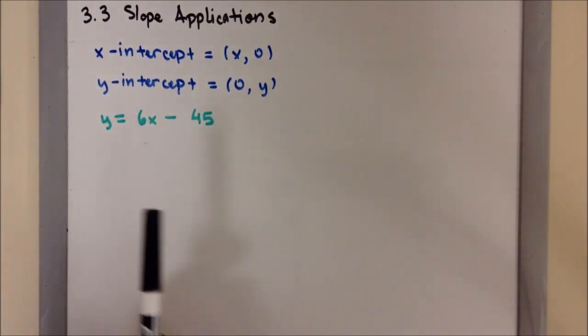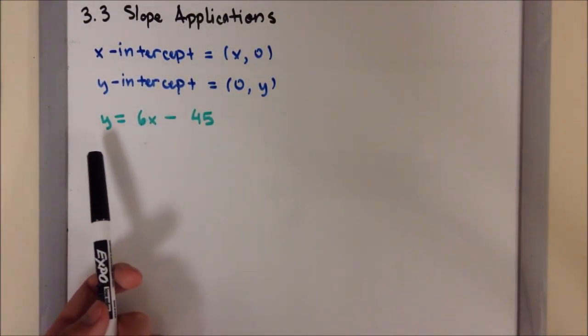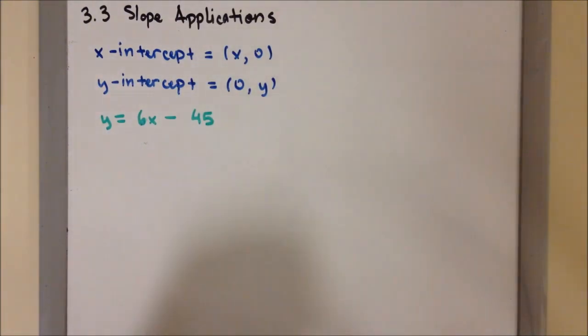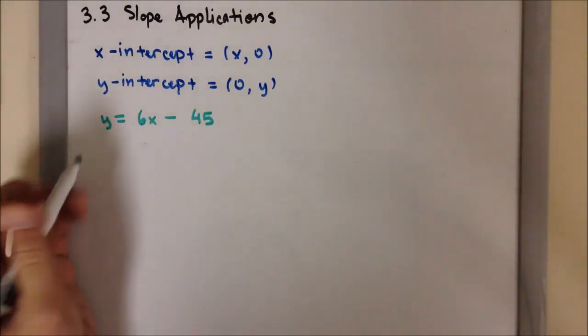So in our second example, we have our equation in slope-intercept form, y equals 6x minus 45. So let's do the x-intercept.